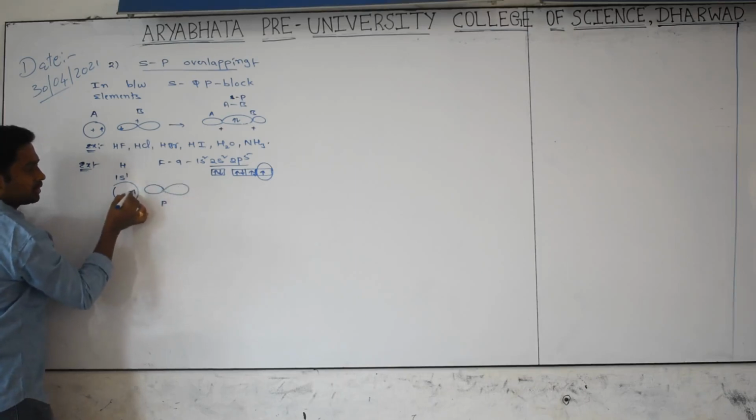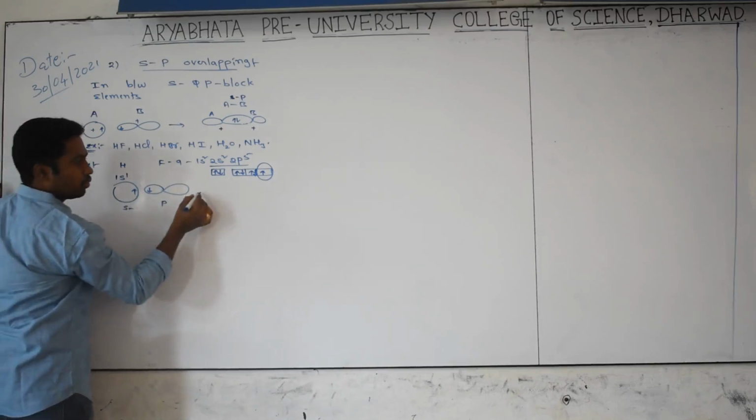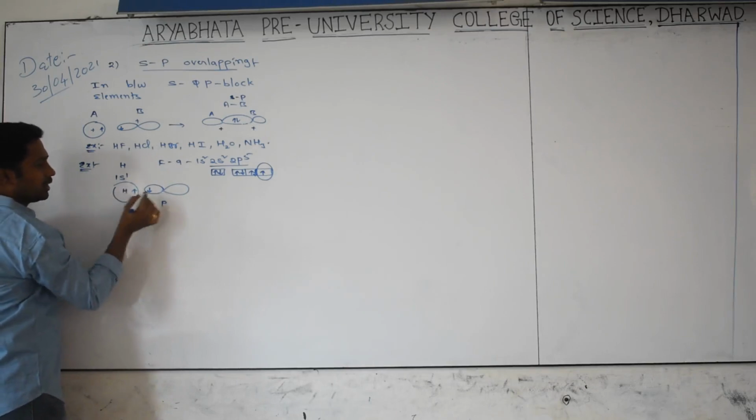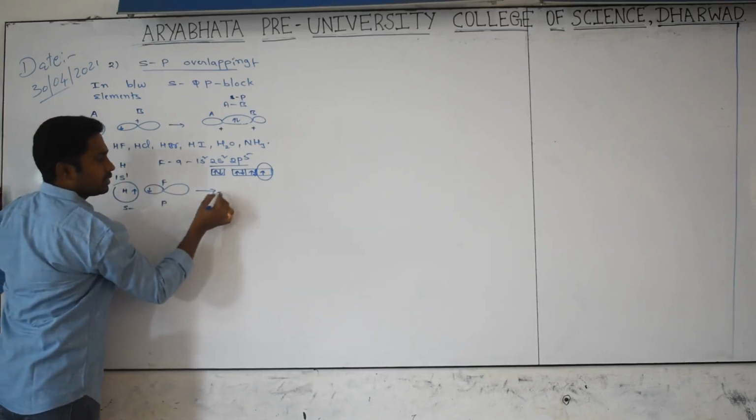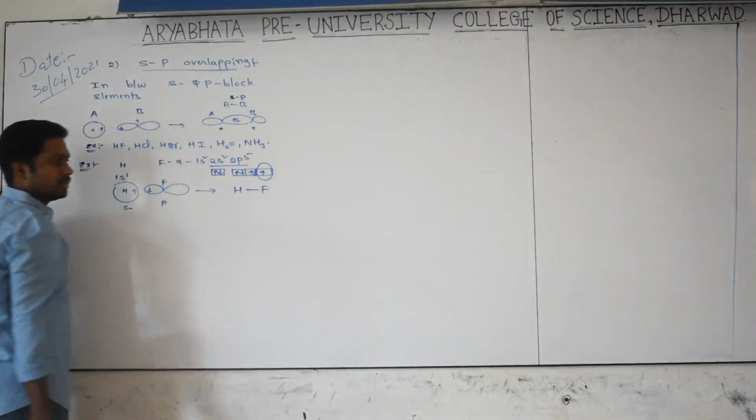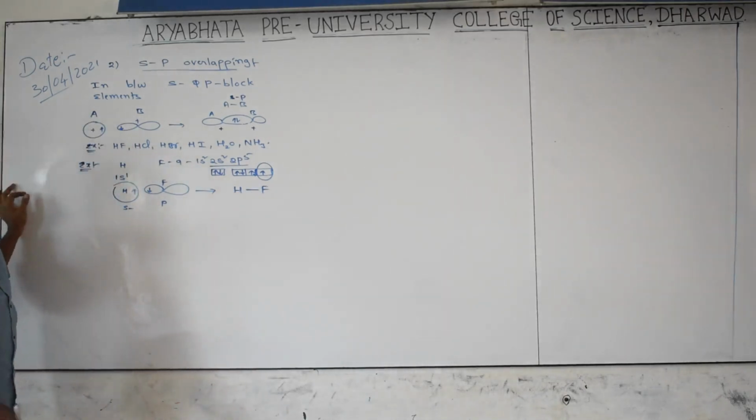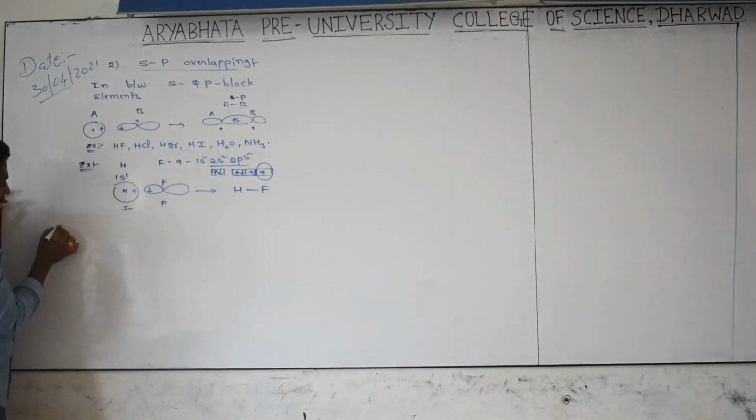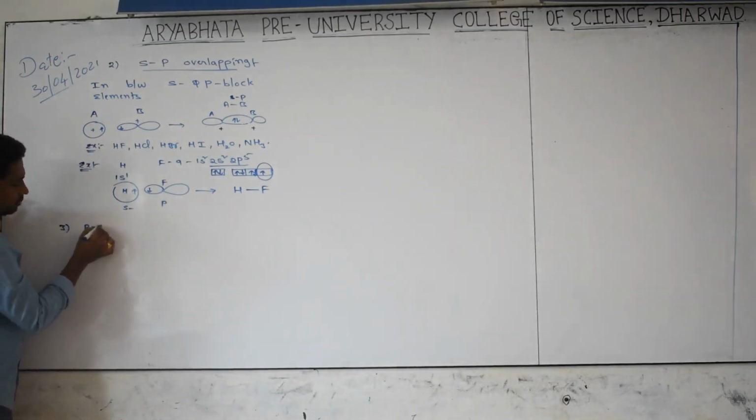They are coming with single electrons, and they are involved in the overlapping of hydrogen and fluorine. Between hydrogen and fluorine, a pair of electrons is formed, which is the HF bond, by SP overlapping. And the last category is PP overlapping.